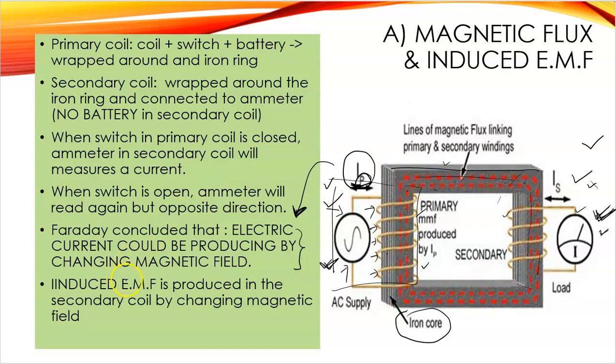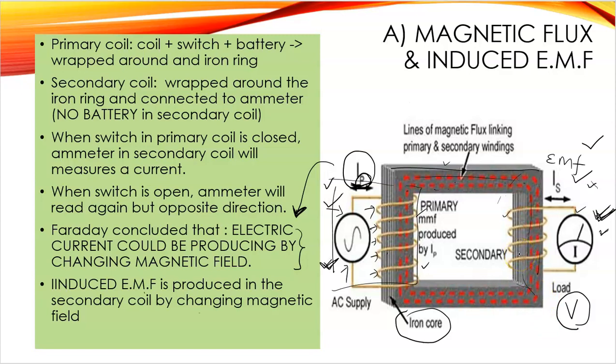Okay, now there is a name or term that we use to call the EMF that is produced over here. It is called induced EMF. So induced EMF is produced in the secondary by a changing magnetic field. So anything that is produced over here, the V over here, will be called an induced EMF. So that was literally magnetic field and induced EMF.